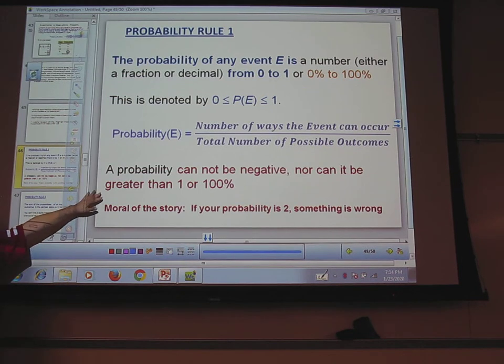So the main rule from this is it probably can't be negative. You can't have a negative probability of something happening. You cannot have a greater than 100% chance of something happening either. Right? The most likely can be is 100% chance. Moral of the story, if your probability is like 7 on a test, you're probably leaving out the "out of," 7 out of 20.